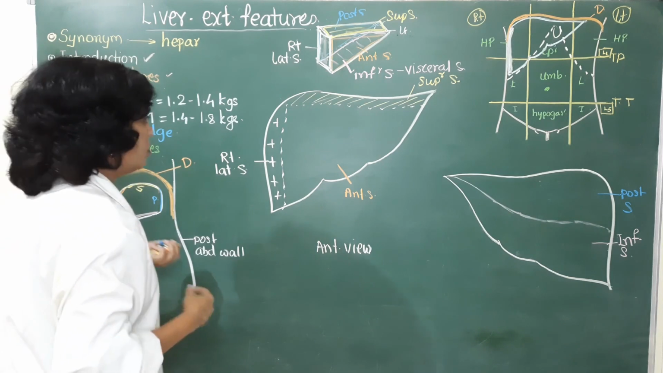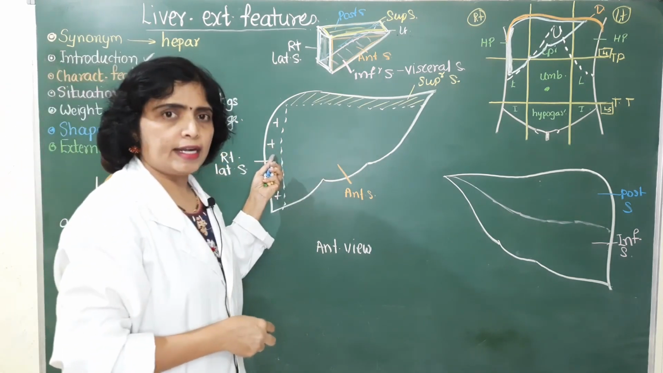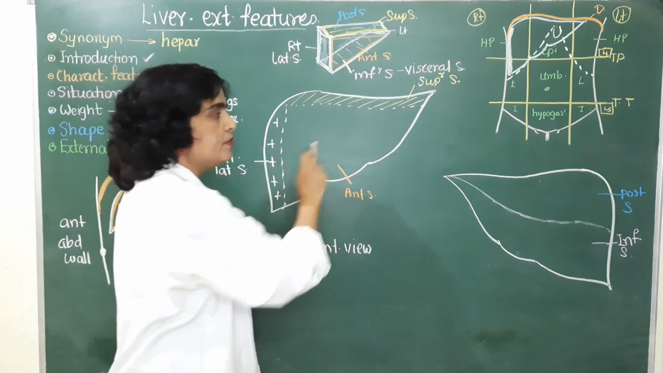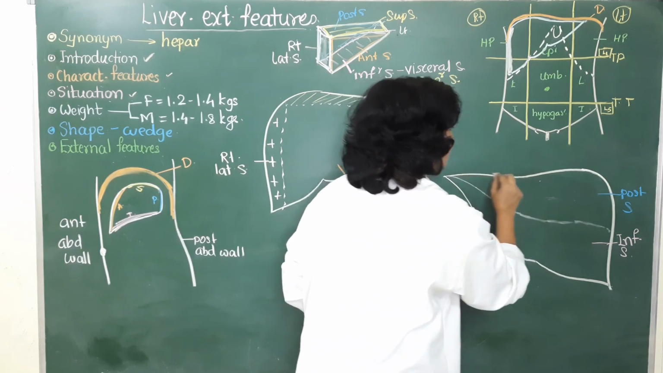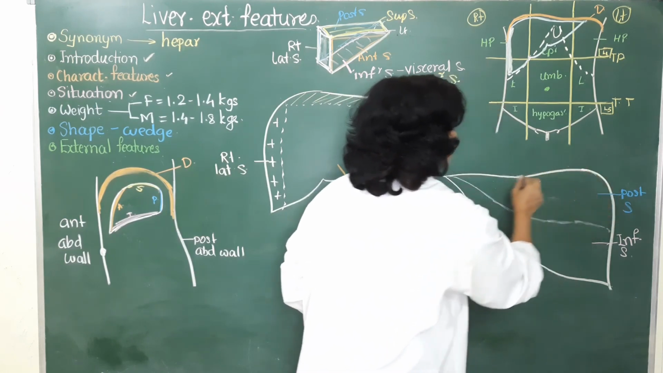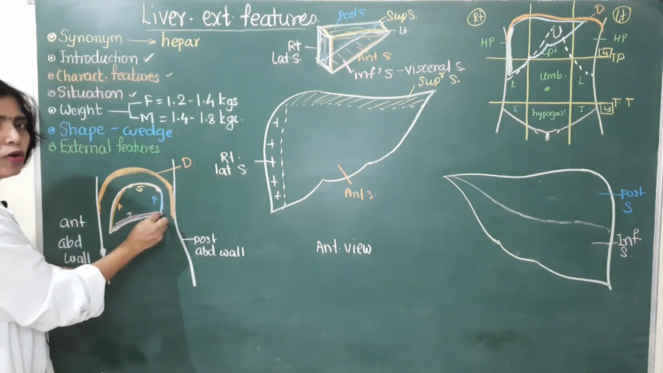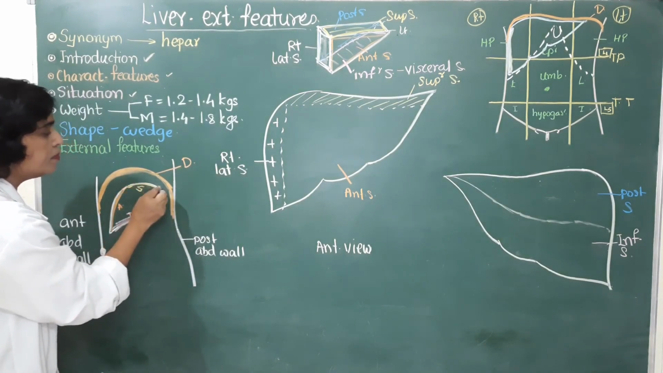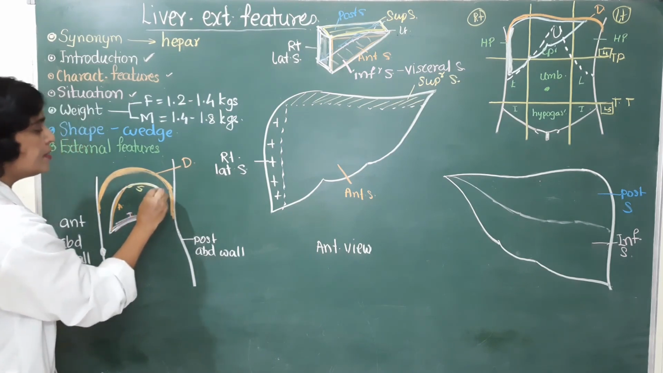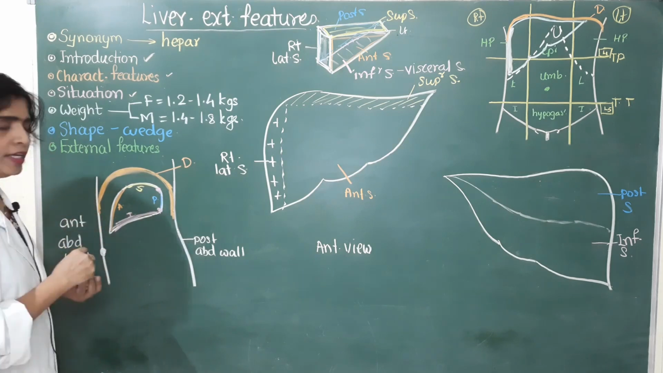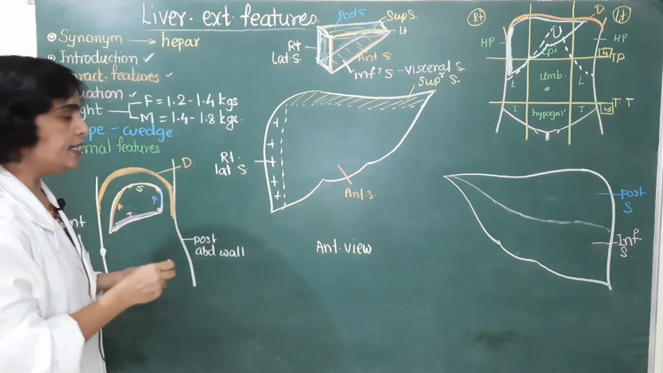Now coming to the borders, the anterior surface, superior surface and the right lateral surface are almost continuous with each other, while the posterior surface is separated from the superior surface by the posterior superior border. So here is the posterior superior border which separates the posterior surface from the superior surface. Here you get the posterior inferior border which separates the posterior surface from the inferior surface. So these two borders are blunt or ill-defined.